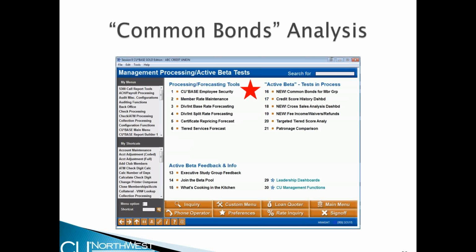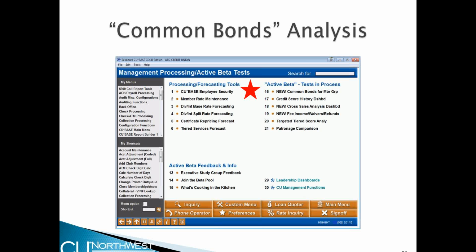Now, within menu MNMGMT, the Management Processing Active Beta Test menu, option number 16, we've added the menu option Common Bonds for Member Groups. Currently, this feature is used within the patronage dashboards and where your members shop within the MNMGMA menu. With this release, we've added an additional standalone feature that allows you to access this analysis without having to go into the dashboard. This gives you, the credit union, options to build a database of members and then run them through the analysis.